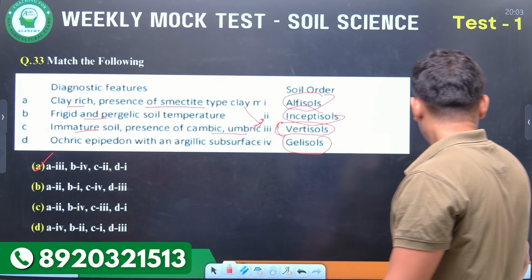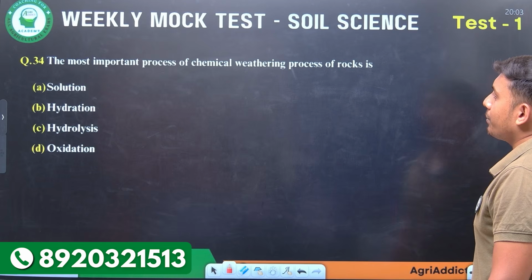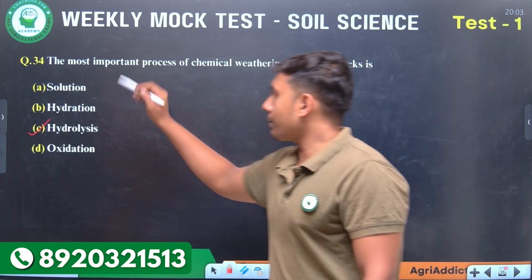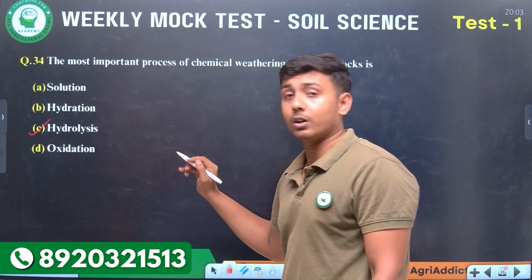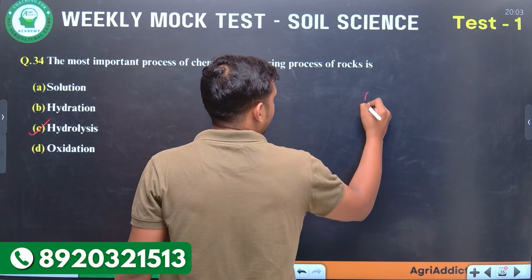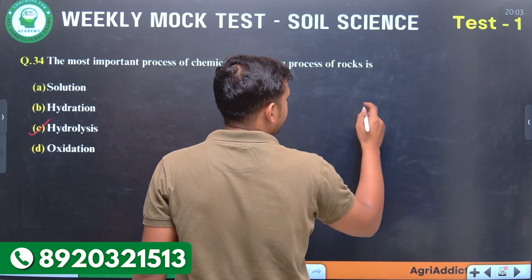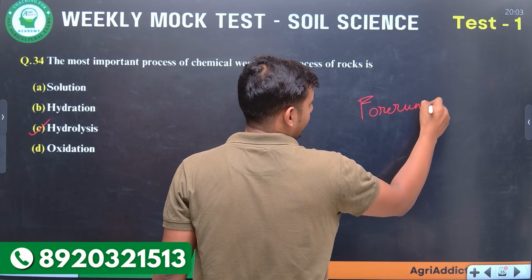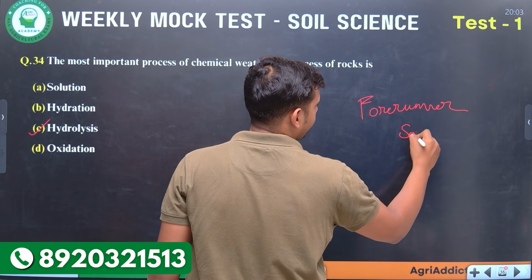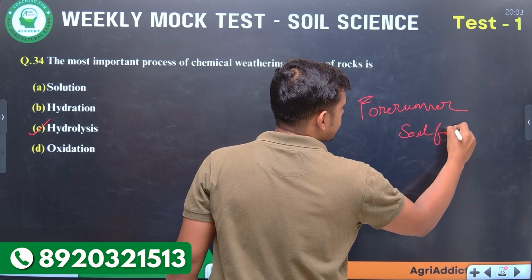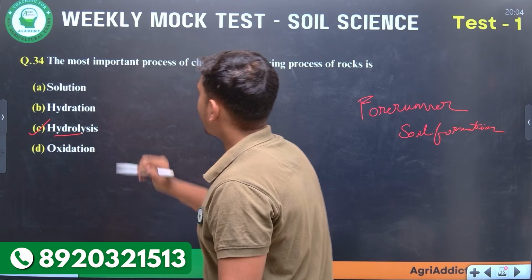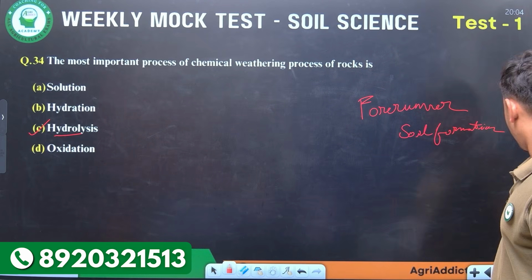Now comes next, the most important process for chemical weathering of rock is hydrolysis. You have to remember that it is also known as the forerunner of chemical weathering, the forerunner of soil formation. So hydrolysis is the direct question, and it will be the answer for this.